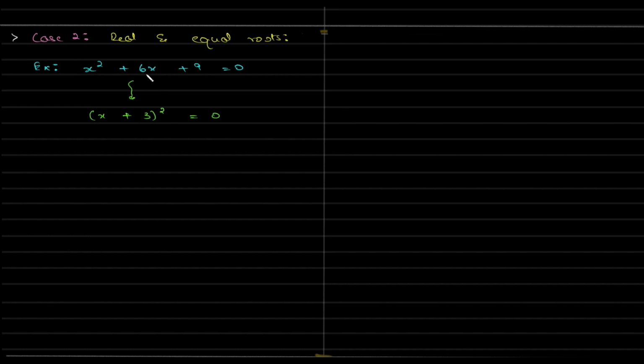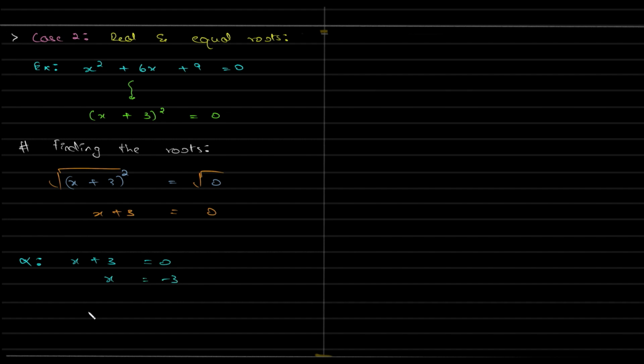So you get an equation like this. You can convert it to the a plus b the whole square format. So to find the roots, we're looking at x plus 3 the whole square. There is no constant over here, so we can directly go with the square root. So we'll end up with x plus 3 being equal to 0. After this it is quite simple. Alpha: x plus 3 equal to 0, so x is equal to minus 3. Even beta is the same.